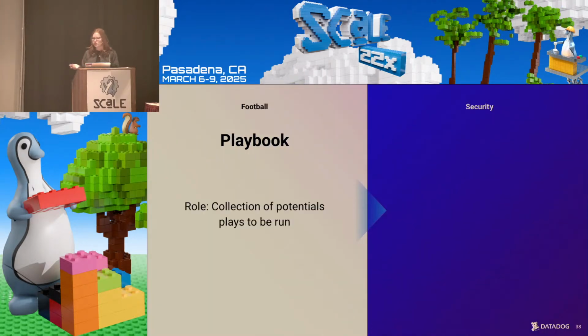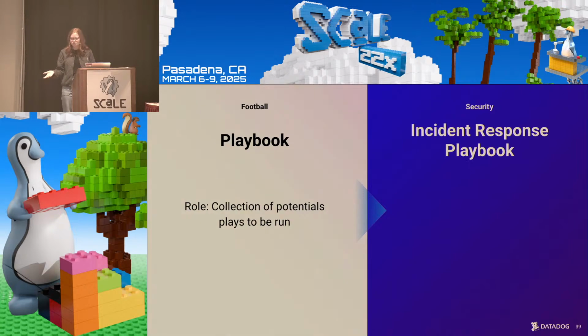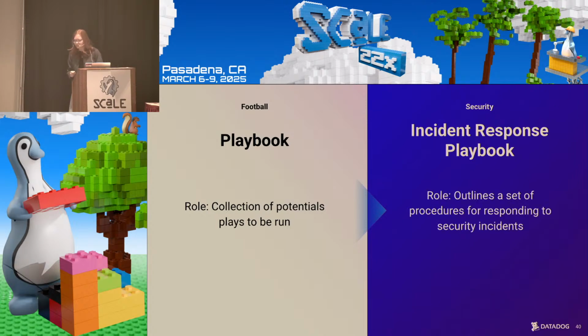Football teams have a playbook. In this, it's a collection of plays that could be run. But we also have an incident response playbook in security, which, if y'all want to try to guess what it is, it's a set of procedures for responding to security incidents. They're pretty similar, they're called the same thing, and they have the same goal.